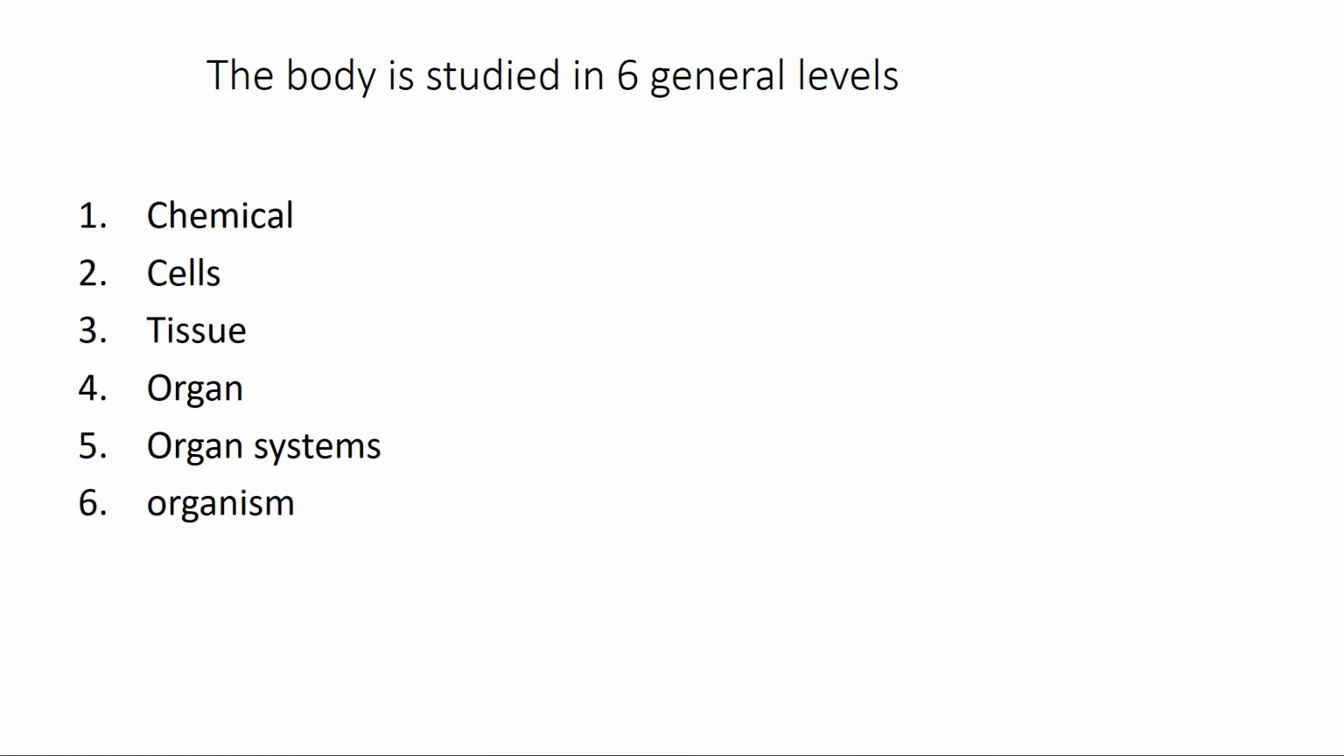All right, the body is studied in 6 general levels. I do want you to know these 6 general levels. These are very important. In fact, make sure you write down, before number 1 chemicals, atoms and molecules, because if enough atoms and molecules are put together, you get the chemicals. And if enough chemicals are put together, you get cells.